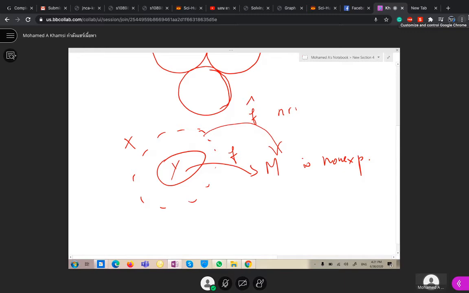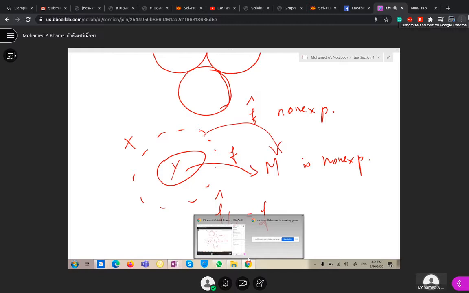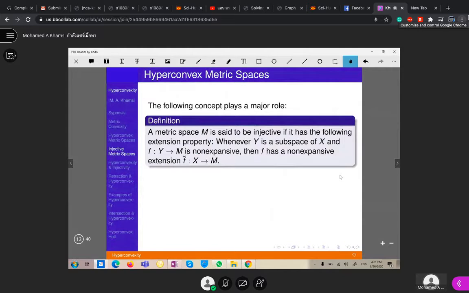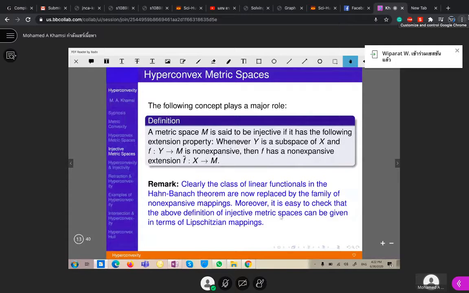Remember, an extension means that when you restrict the bigger one to the smaller one, you end up having f. So this is known as an injective metric space. And remember, I told you that it is connected to the concept of hyperconvexity. If we go back to the original work of Aronszajn and Panitchpakdi, and of course the case of linear Banach spaces, the injective linear Banach space is well known. This is exactly what I was telling you about the Hahn-Banach theorem.